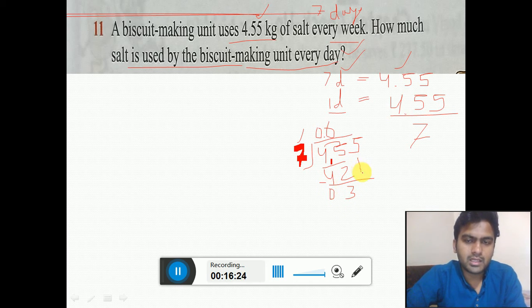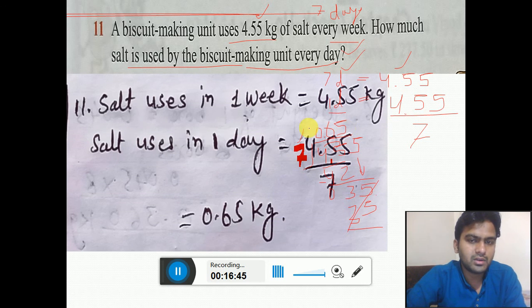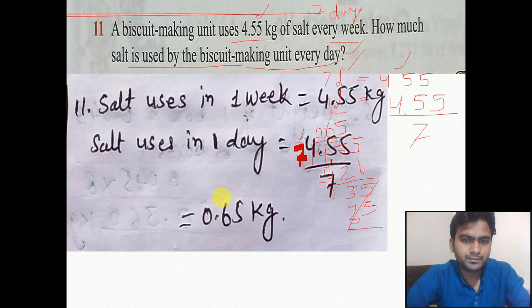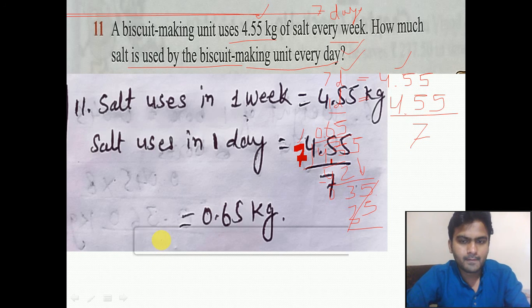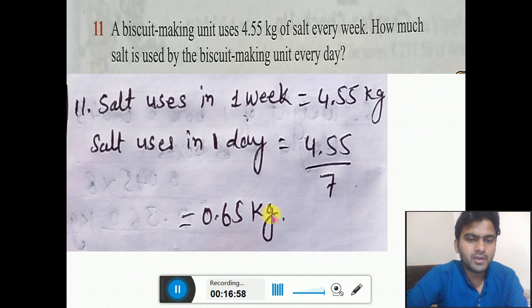Now we will take the next number. We can take this number because we have already put the decimal point. 35. Now 7 5s are 35. So what is our answer? Now this 35 and 35 will cancel out and we got 0.65. Here is the solution. We solved. So our answer is 0.65 kilogram.